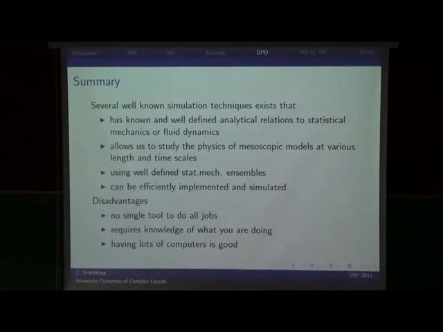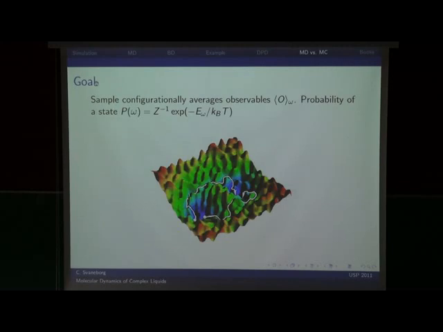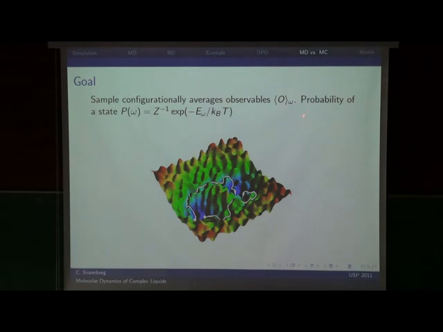And I think that Kelly was talking about Monte Carlo simulations also. So I don't want to say anything about what Monte Carlo simulations are, but I just want to offset the difference between molecular dynamics and Monte Carlo simulations. The goal of any technique is that we want to sample configurations to average observables. This could be pressure or temperature, kinetic energy, but also structure factors, or nematic order parameters, or you name it. And we want to average those over a lot of different configurations.